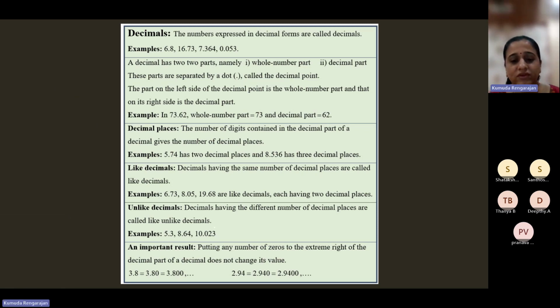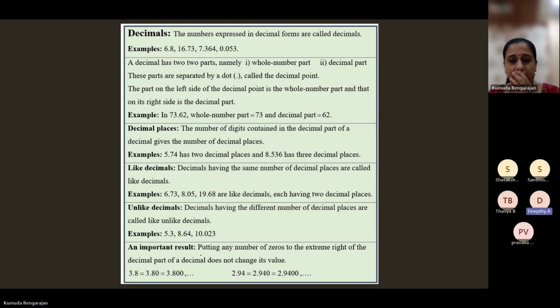Unlike decimals have different numbers of decimal places. So you can see in these examples, after the decimal point, 1 digit, so 1 decimal place. Here, after the decimal point, 2 digits, 2 decimal places. And in this decimal, after the decimal point, 3 digits, 3 decimal places. So they're unlike decimals.